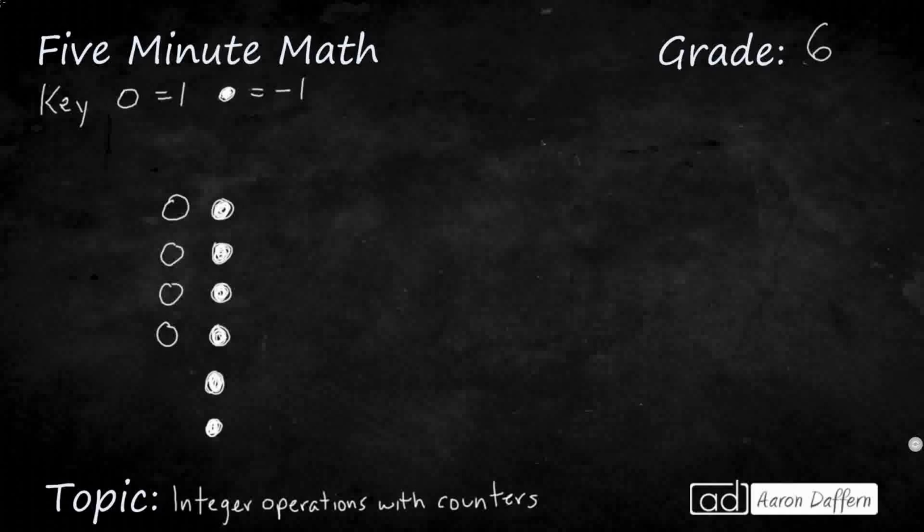Today we are looking at the sixth grade concept of integer operations, specifically how we can use counters to represent them, and we'll do it in 5 minutes or less. So we need to use this key up at the very top of the screen to let us know what exactly we're looking at. An open circle means a positive 1, closed circle means a negative 1. So really, if we want to, we can just write that next to each of these counters to see what exactly is being represented here.